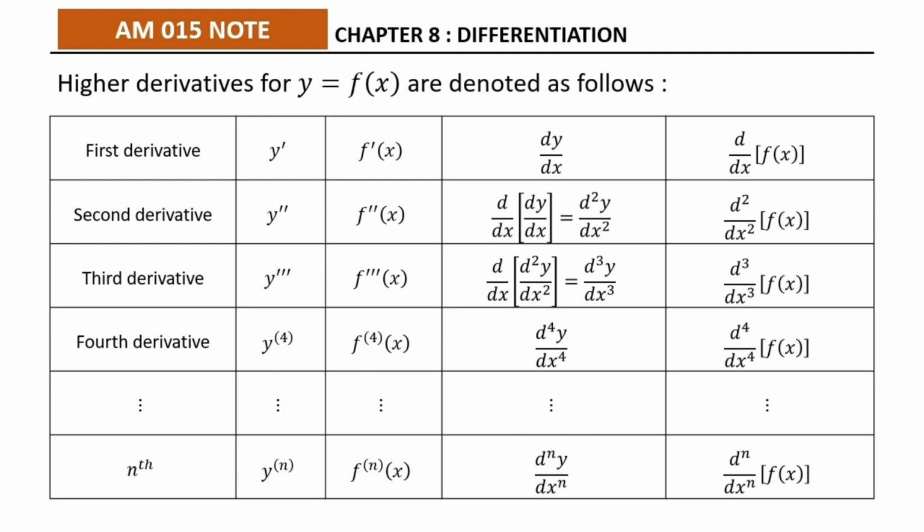Second derivative is y double prime or f double prime x or d squared y over dx squared or d squared over dx squared f(x). And the third derivative is y triple prime, f triple prime x. Fourth derivative is y power of 4, and so on.